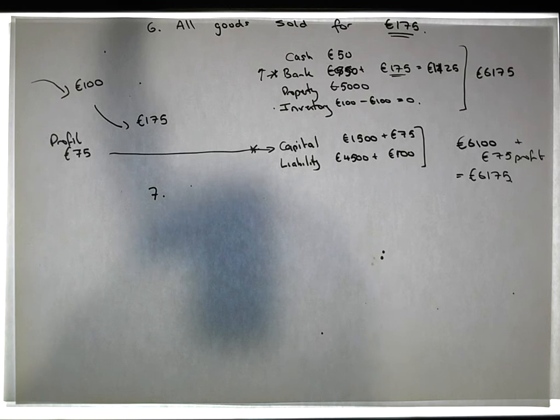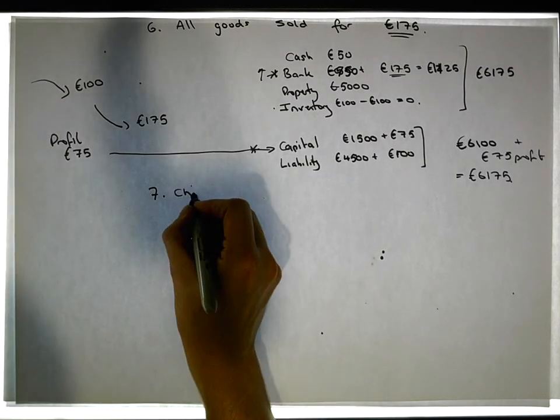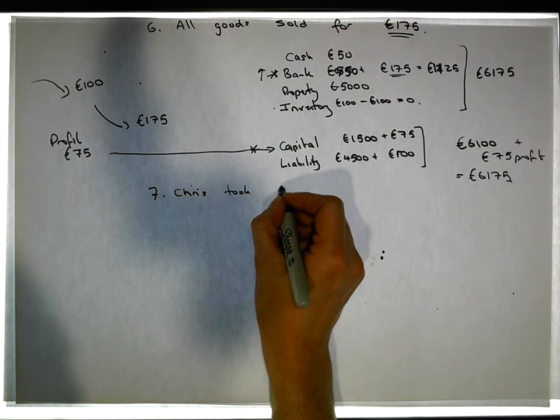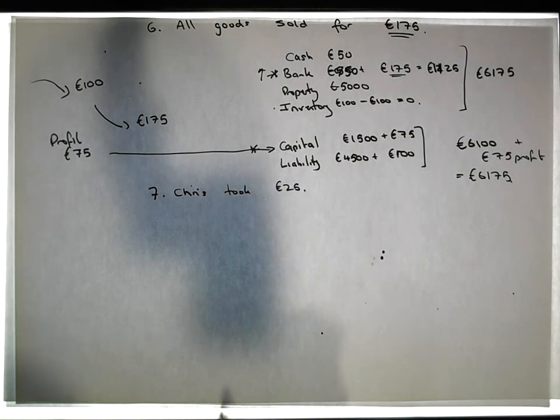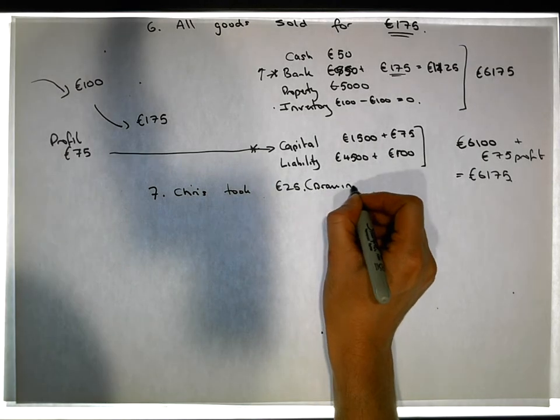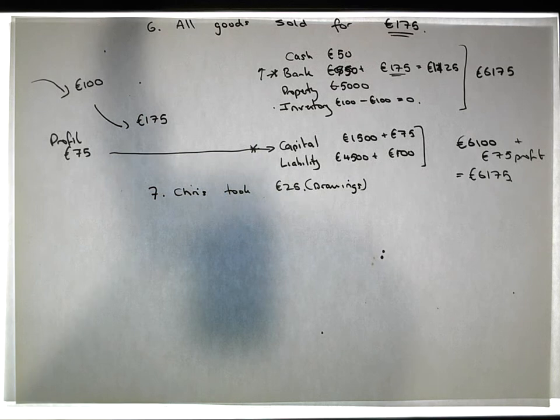The last item we're going to look at then is Chris then took money out of the till. He took €25 to celebrate his profit. But remember, Chris is not the business, so this transaction has to go through. And if a proprietor takes money for his own use, this is called drawings. How will we show this in our balance sheet?